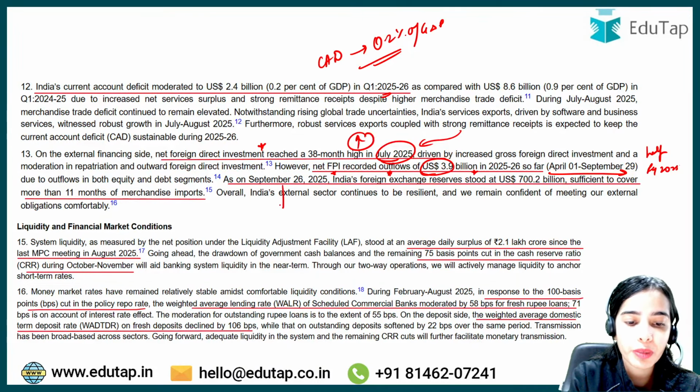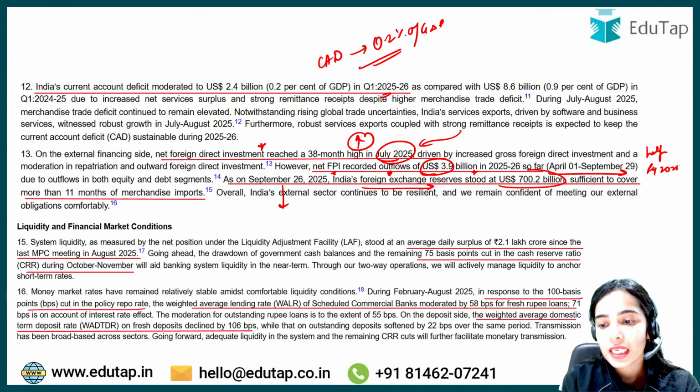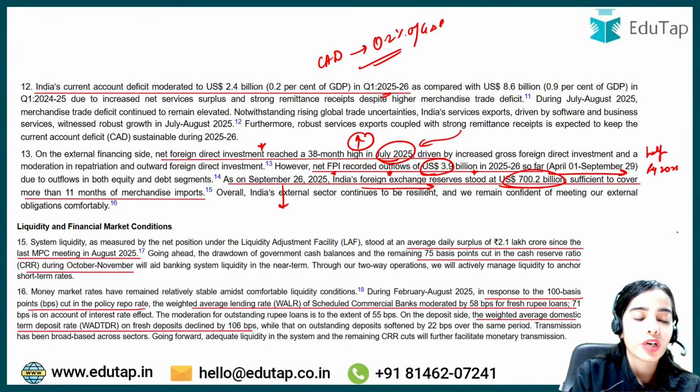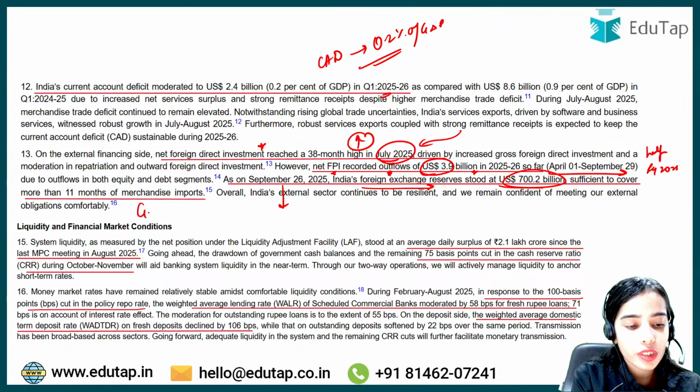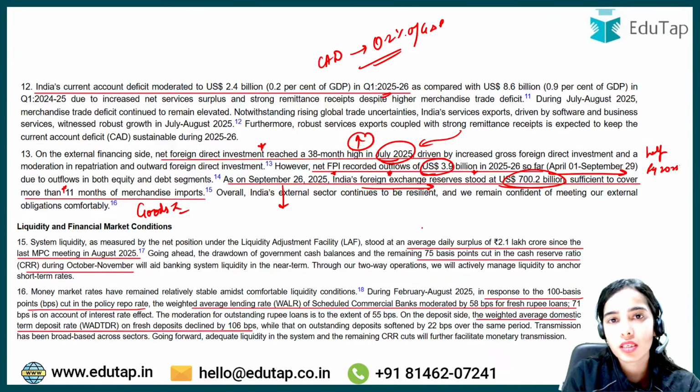Okay, as on September 26, 2025, India's foreign exchange reserves stood at 700.2 billion, sufficient to cover 11 months of goods imports. Okay, a question has come from this point in the last year RBI Grade B Phase 1 examination.